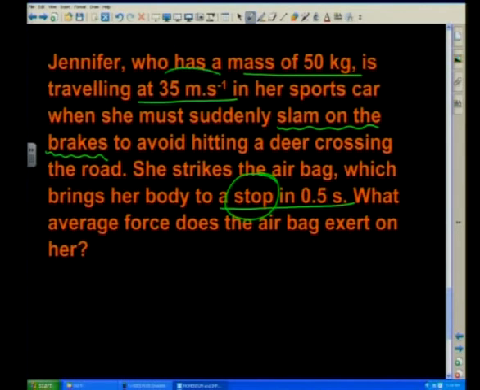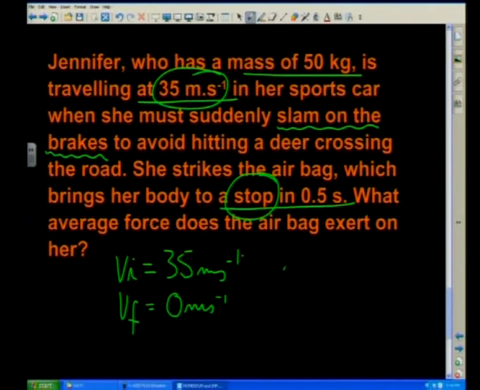And it brings her body to a stop. So guys, can you see now? We've got information about two velocities, an initial velocity. So let's write this down. Initial velocity of 35 meters per second. She has got a final velocity of 0 meters per second. She's got a total body mass of 50 kilograms. And they are giving us the time it takes to bring it to a stop, which is 0.5 seconds. And they're asking us, what is the force?